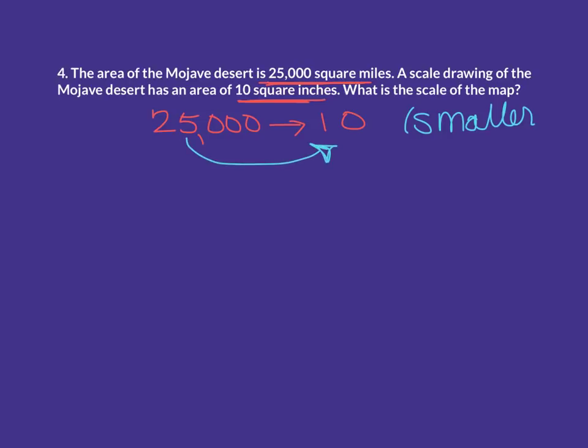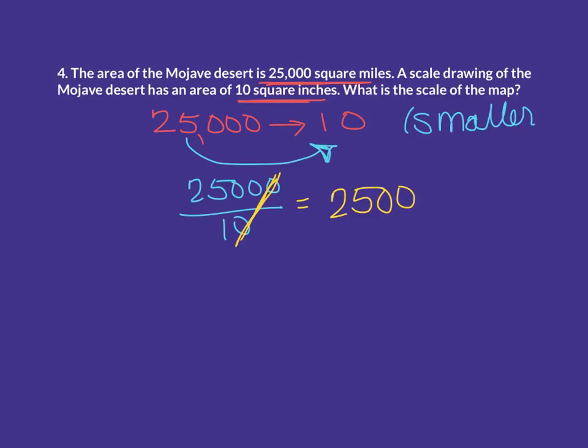So how much was it reduced by? Well, the way that I would find that is I would divide 25,000 divided by 10. When I do that, I'm simply canceling those zeros, because remember, dividing by 10, I'm just moving that decimal back one place. So that means I've got 2,500 as the scale from one to the next.